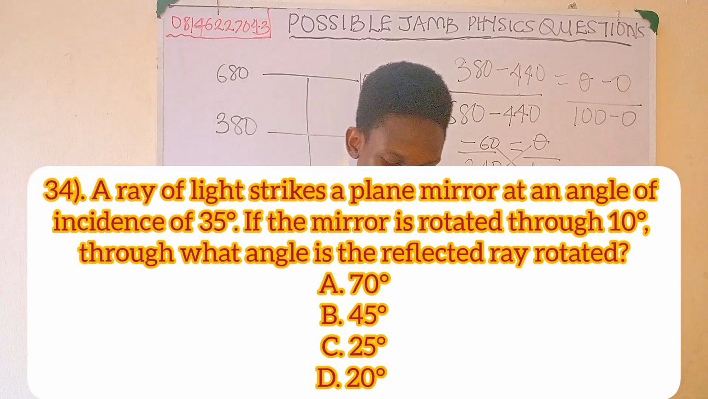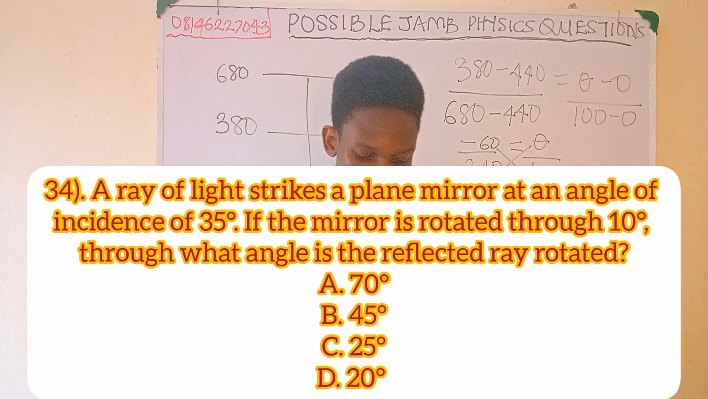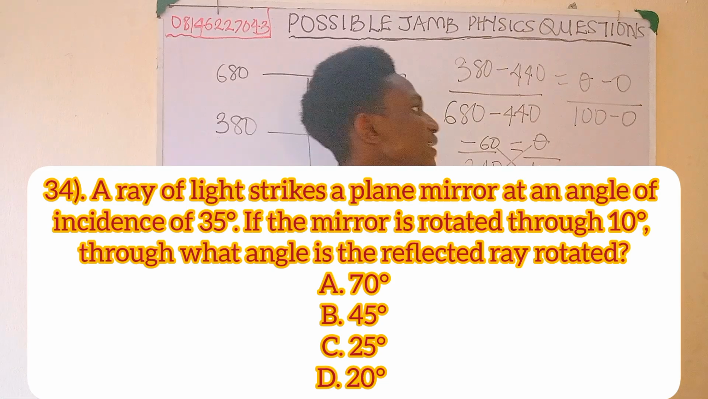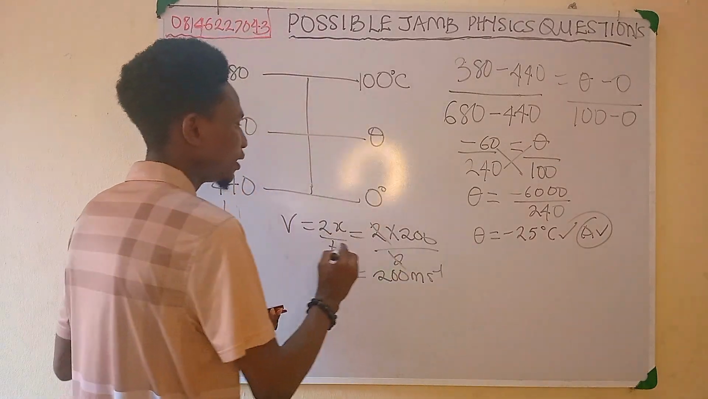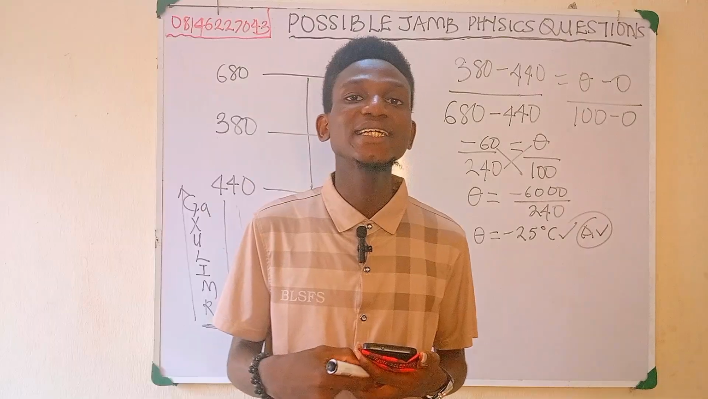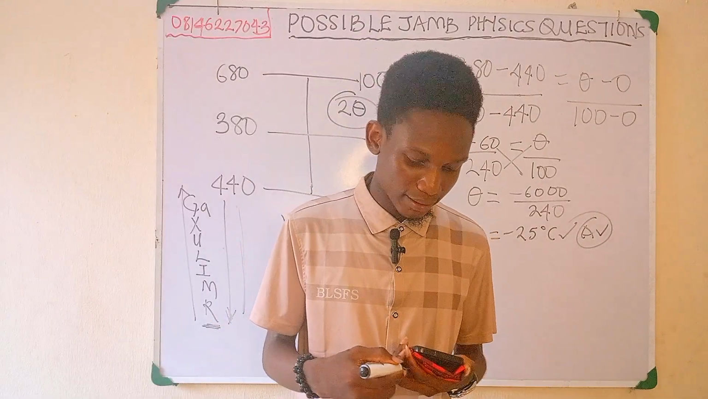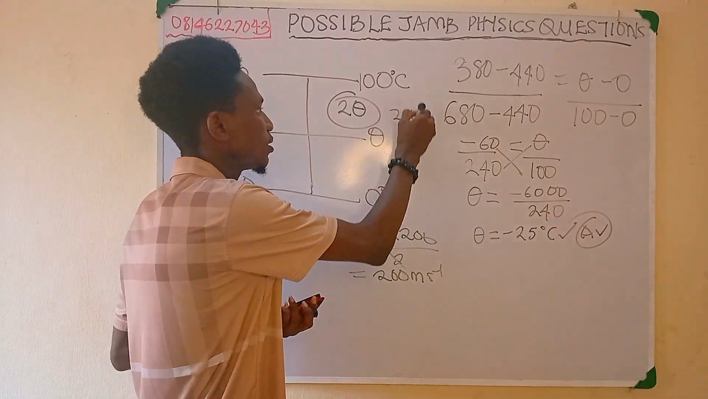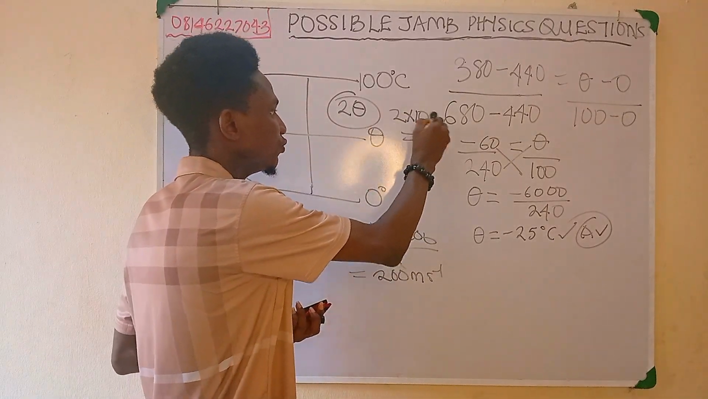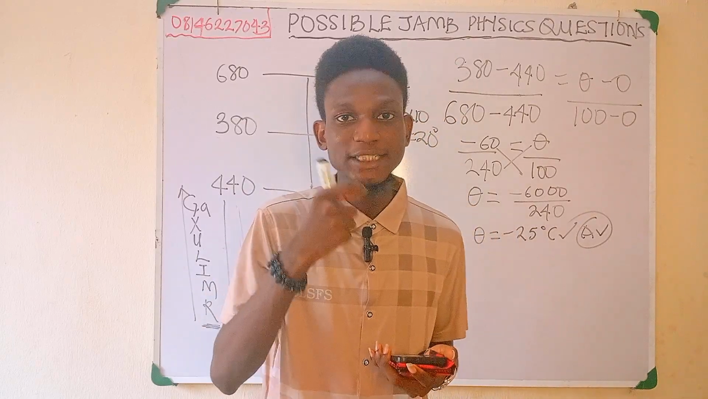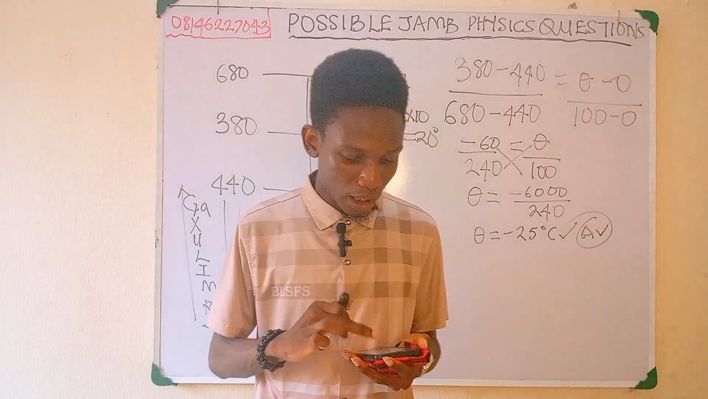It says a ray of light strikes a plane mirror at an angle of incidence of 35 degrees. If the mirror is rotated through 10 degrees, through what angle is the reflected ray rotated? Please take note that when there's rotation of a mirror, the reflected ray is rotated through 2 theta. In the question, they said the mirror is rotated through 10 degrees. Now, what does that mean? It means that 2 times 10 gives you 20 degrees. When you rotate a mirror, the angle through which the reflected ray is rotated is 2 theta. Please take note, it's 2 theta. Now, option D is correct.